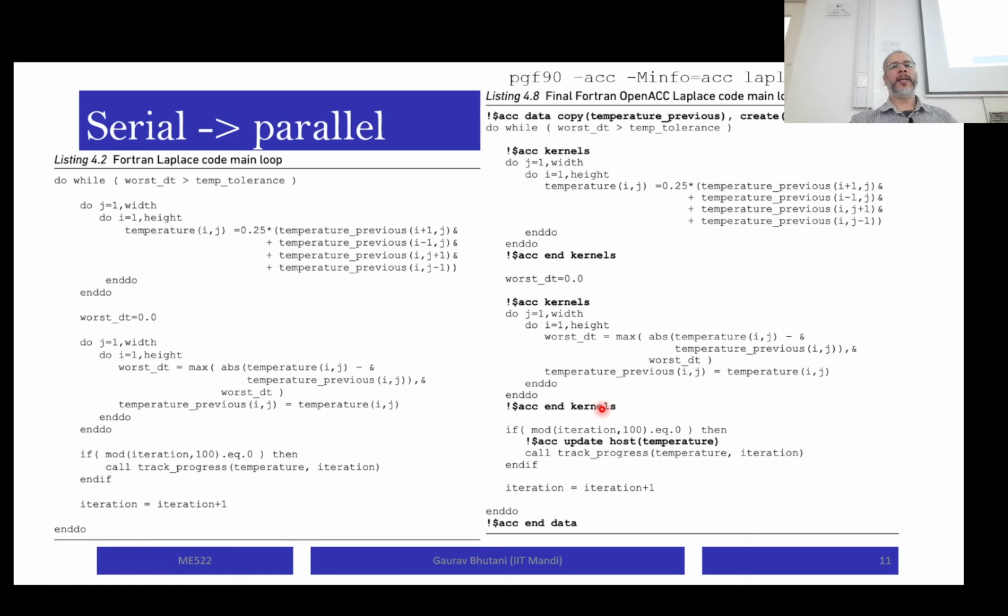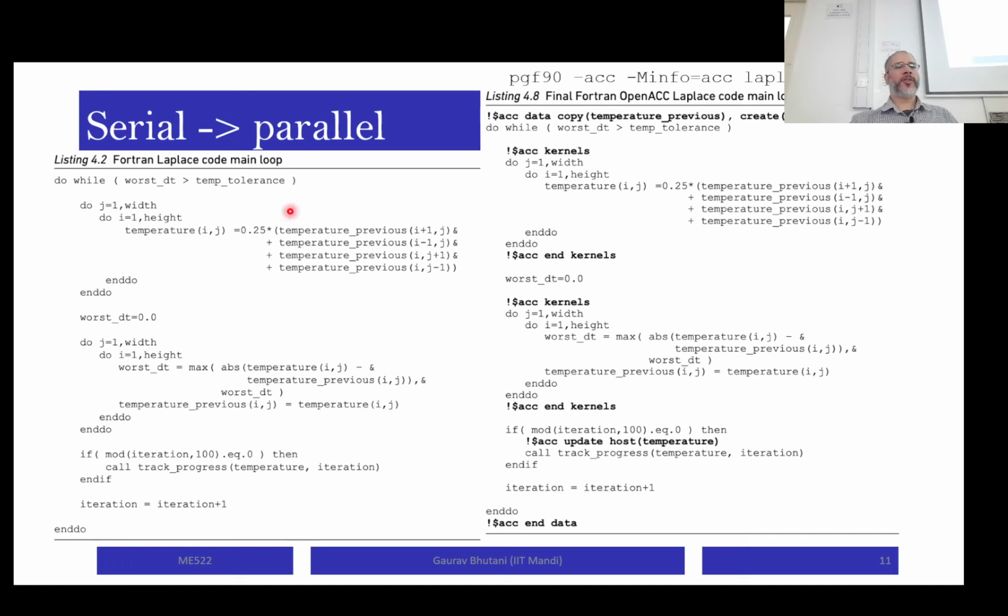But now you start thinking about copying the data first, because we didn't copy the data from the host to the device. So when should I do it? Well, what data do I have? I have two matrices here. One is the temperature matrix, which stores the temperature at the current time, and then you have temperature underscore previous, which stores the temperature at the previous time.